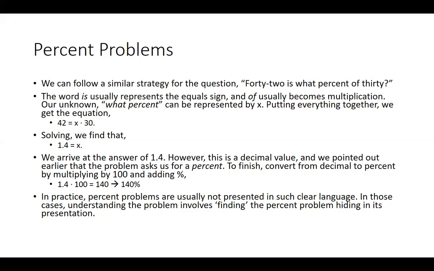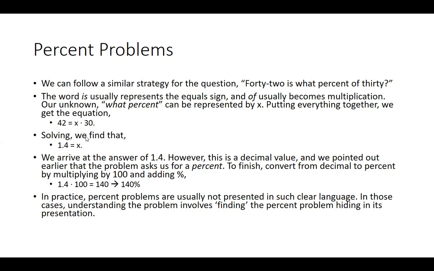We can follow a similar strategy for the question 42 is what percent of 30? Again, the word is usually represents the equal sign, and of usually becomes multiplication. Our unknown, what percent, can be represented by x. Putting everything together, we get the equation 42 equals x times 30. 42 is what percent of 30?